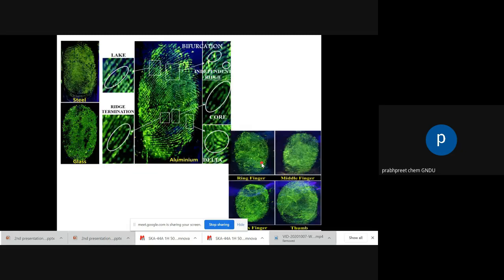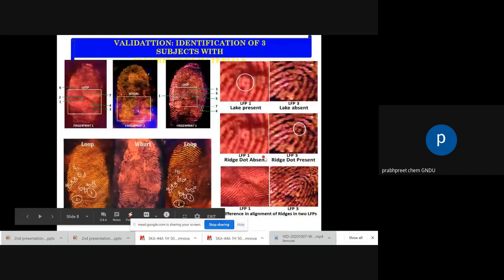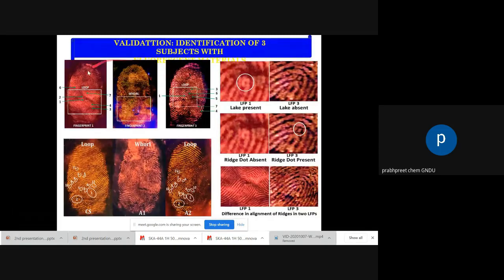Then we utilized this molecule for visualization of latent fingerprints, and we have seen very beautiful images on steel, glass, and aluminum foils. And once again, we carefully observed the second level of information such as lake, ridge termination, delta, and other second level information. We have also taken the fingerprints of different fingers of the subject. Then we modified the molecules and changed their emission from green to red to identify the subject using this type of method.